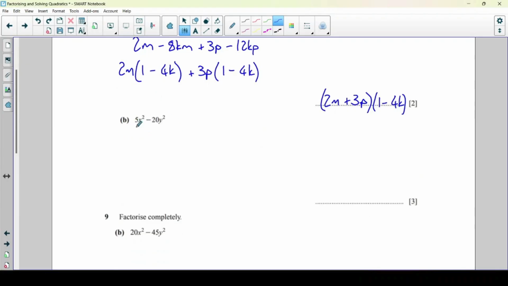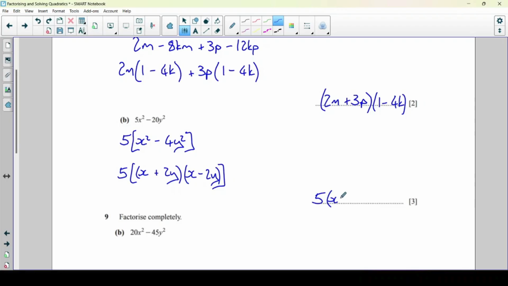Okay, this looks like we've got squared things, we've got a minus sign, so it looks like the difference of 2 squares. The problem is that 5 and 20 are not square numbers. So what we need to do is first we're going to take 5 out. When I do that, I get x squared minus 4y squared. Now I do have 2 square numbers. So it's the difference of 2 squares. I'm going to do x plus 2y brackets x minus 2y.